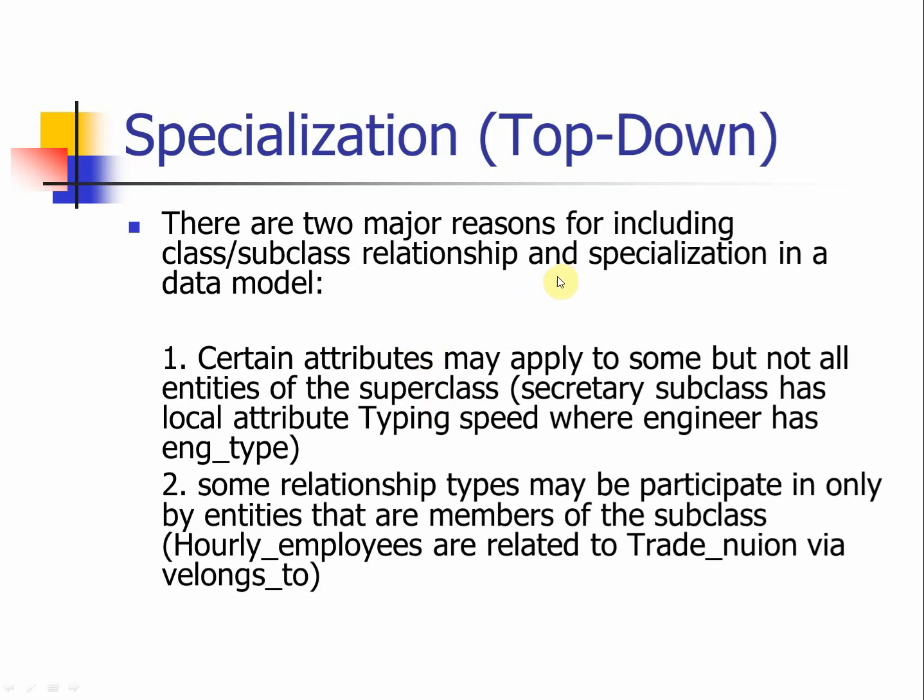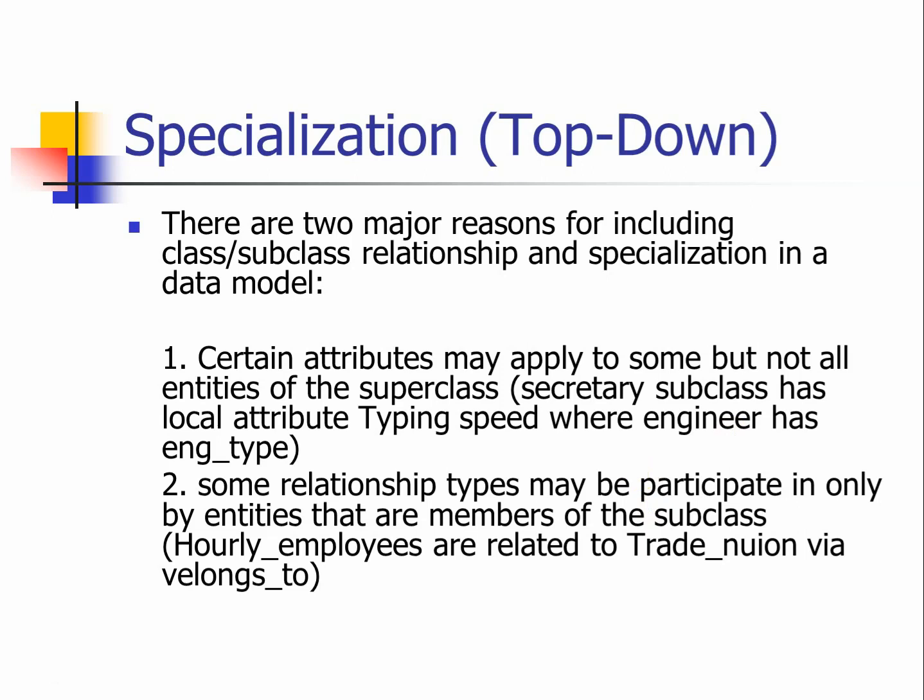There are 2 major reasons for including class-subclass relationships and specialization in a data model. The first one: certain attributes may only apply to some but not all entities of the superclass, just like the secretary. They have typing speed and others don't need that, and the technician grade does not apply to the secretary nor the engineer. Some relationships may only participate in the subclass only, such as the manager to the manager.